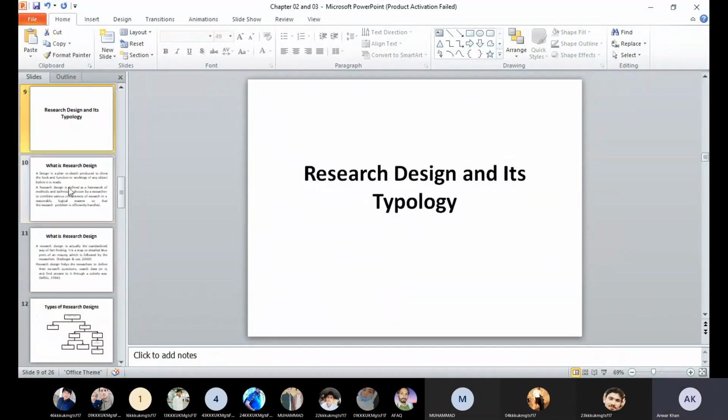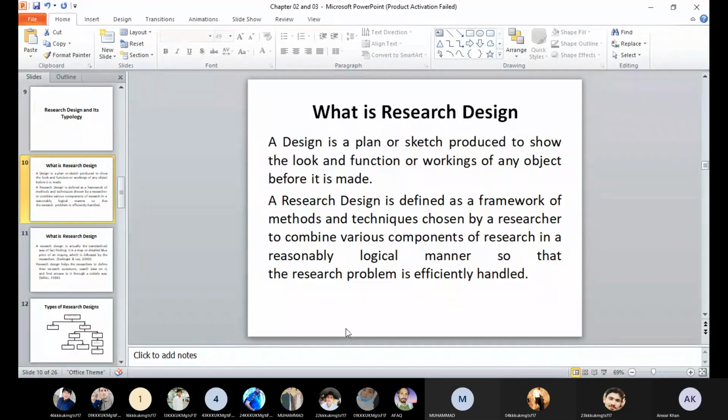So we start from what is a research design. A research design is a plan or a sketch produced to show the look and function or the workings of an object. Object means the object which is under the inquiry. So the research design presents the plan or a sketch. It means that the plan of a research is explaining the basic nature of the research and the proposed activities of the research. The sketch actually denotes the design or the basic makeup of the research.